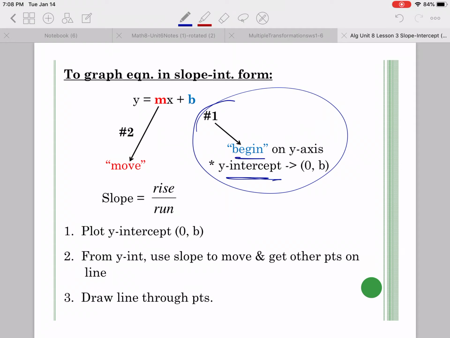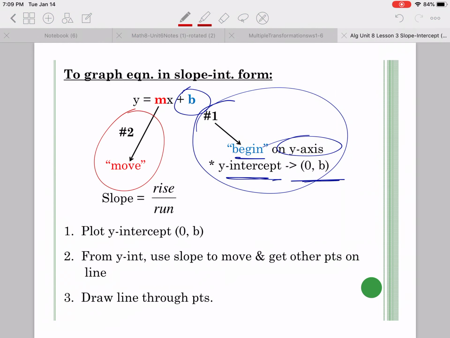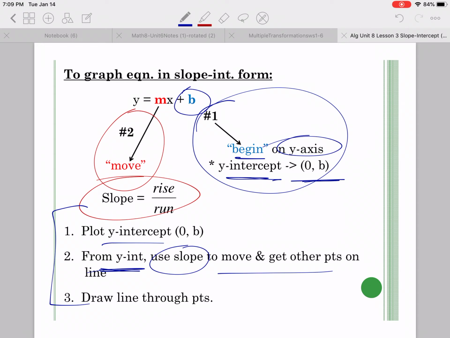It's always going to be somewhere on the y-axis, the 0, whatever number that is in the equation as your y-intercept. So that would be where you start, and then step 2 is to move the slope, moving your rise over run, or traveling the slope from that starting location. And so here are our 3 steps. We plot our y-intercept. From the y-intercept, you then use the slope to move and get some other points. And lastly, you can draw the line through the points.